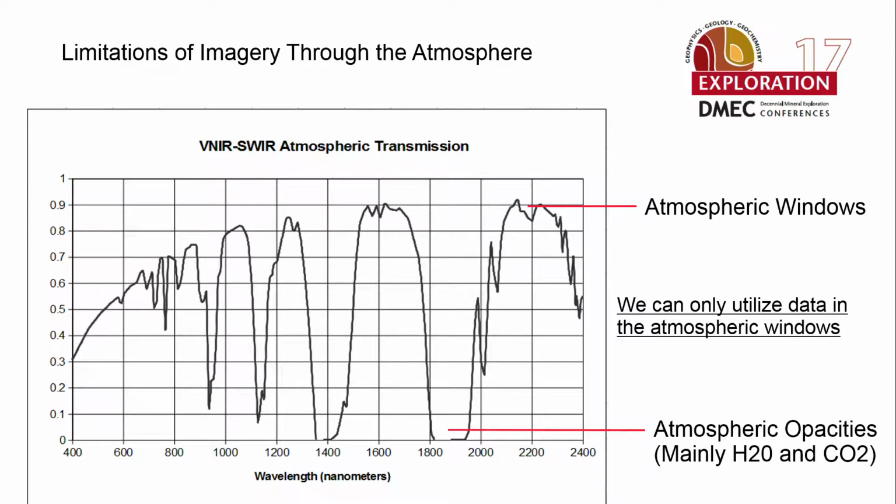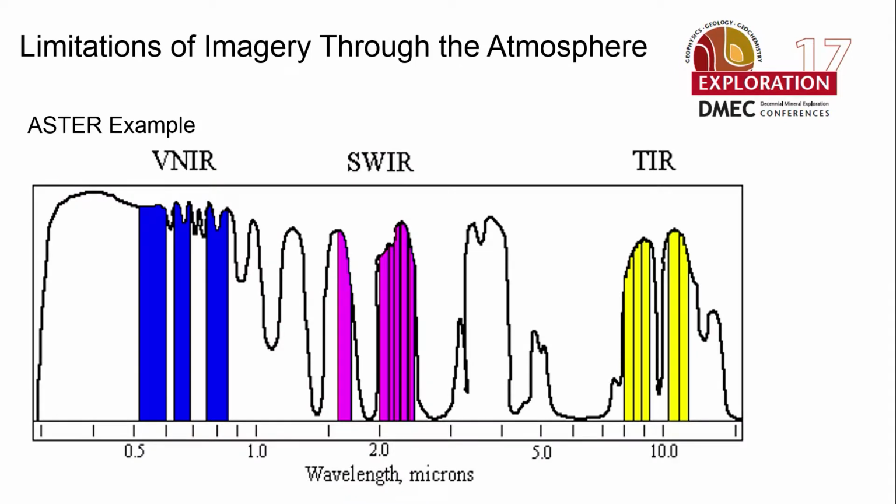As soon as we start looking through the atmosphere, we have to deal with the atmosphere. This is a transmission curve. It shows the atmospheric windows, the high points, and the atmospheric opacities, the low points. We can only utilize those windows. This shows an example of the ASTER satellite, and you can see how, when they design a satellite, they pick bands that fall within these atmospheric windows.